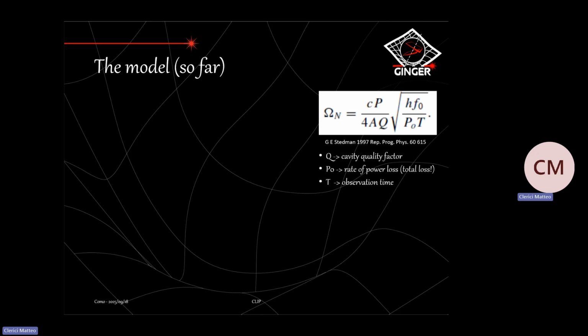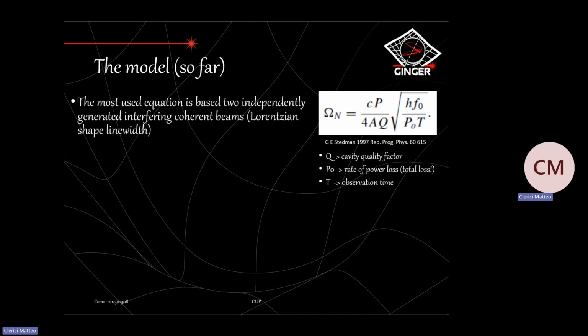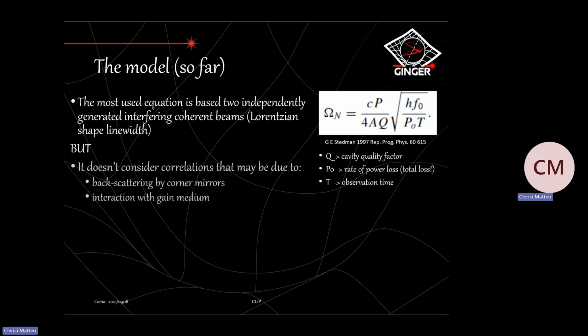So the old model gave this expression for the shot noise. You have the quality factor of the cavity, the perimeter, the area of the ring, the frequency, the time of observation, and the power loss by the cavity. But this is obtained only if you consider the two beams independent.